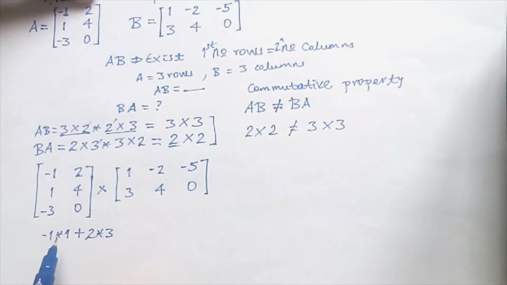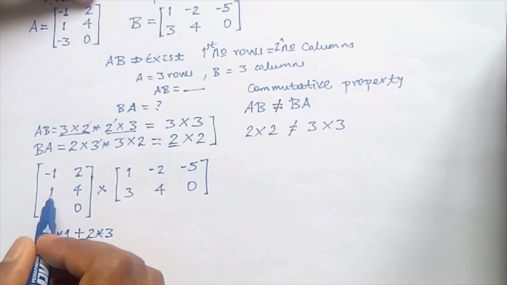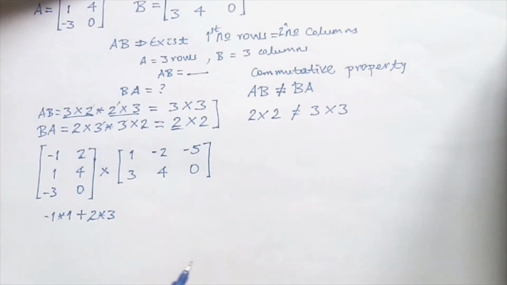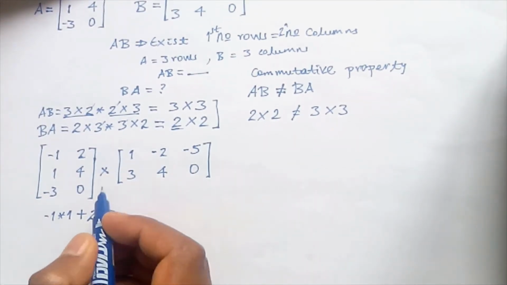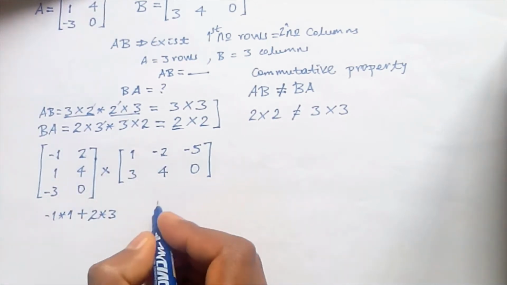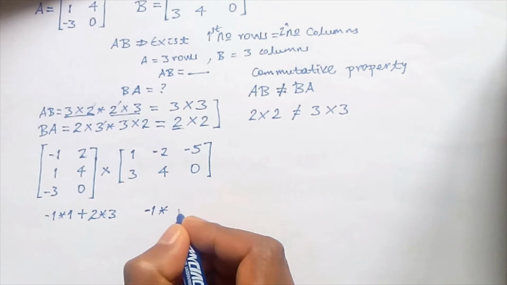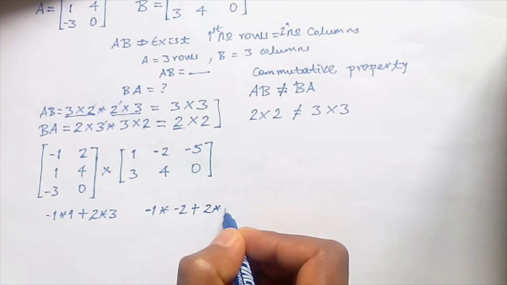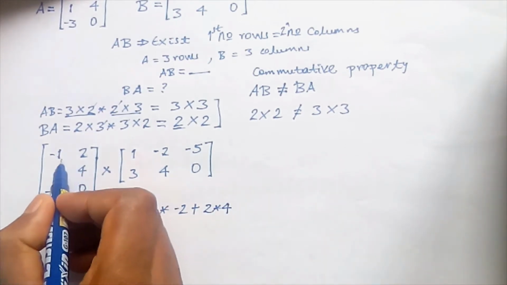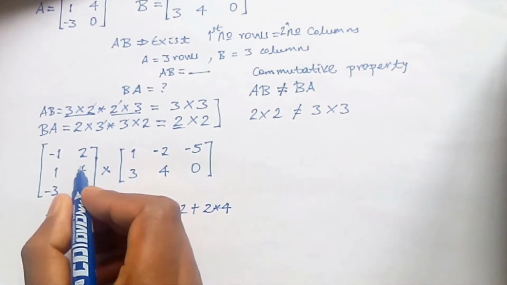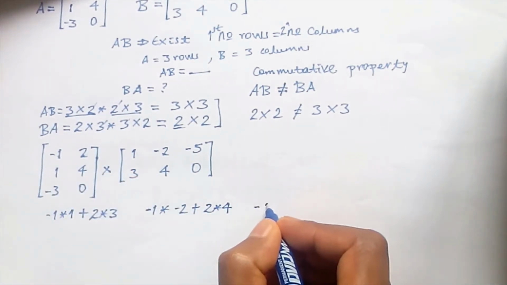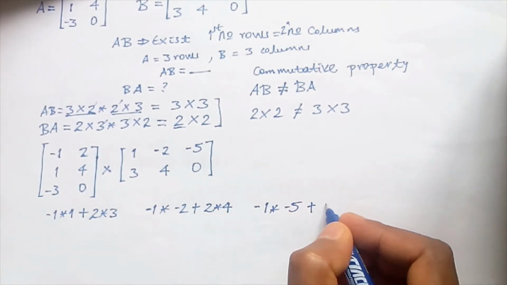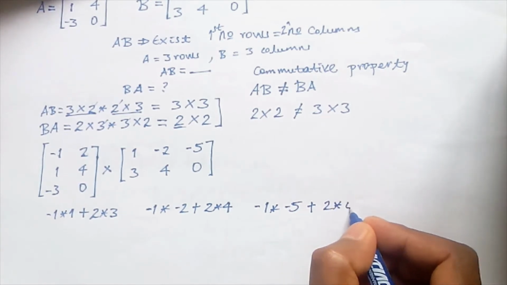So this times this, minus 1 times minus 2 plus 2 times 4. Then minus 1 times minus 5 plus 2 times 0 is 0, but let's put it like this.